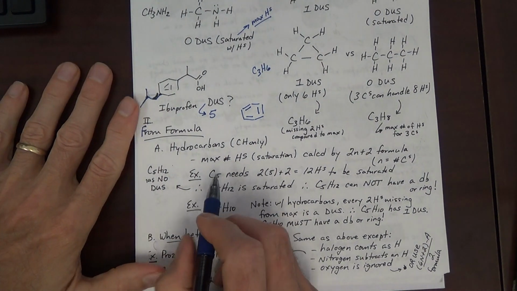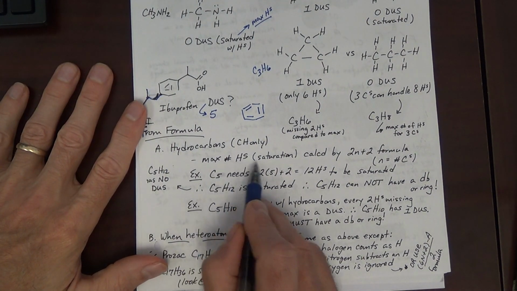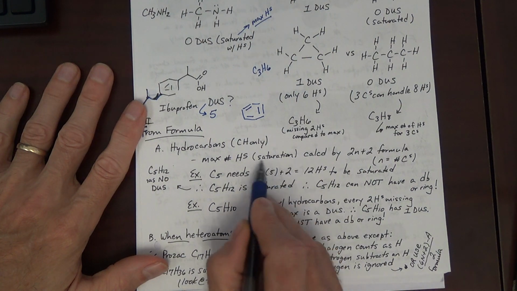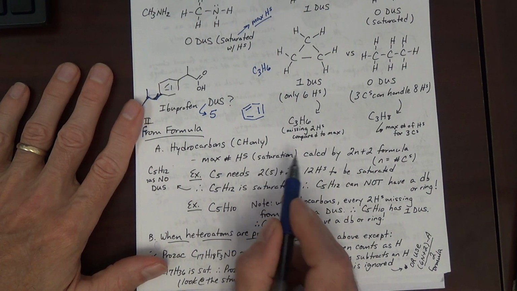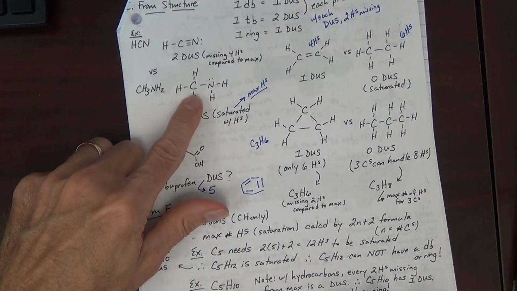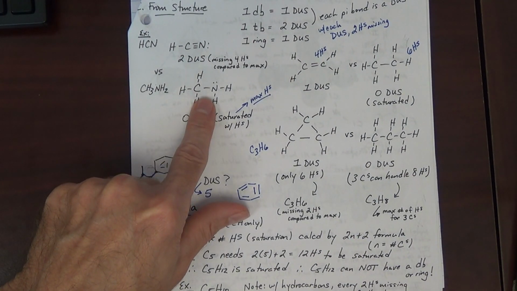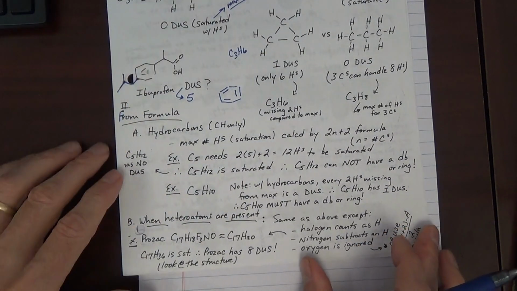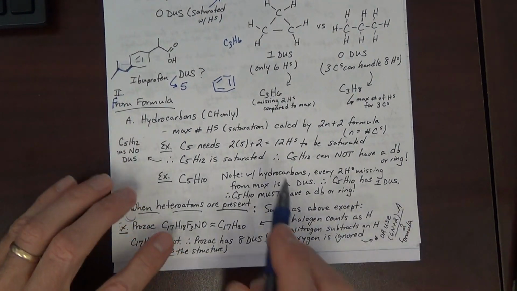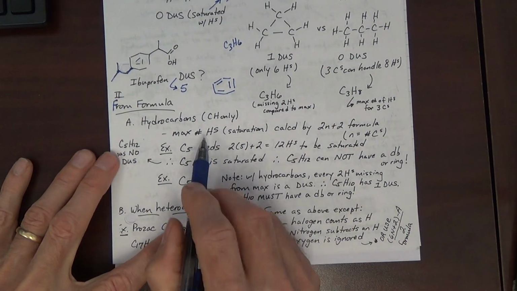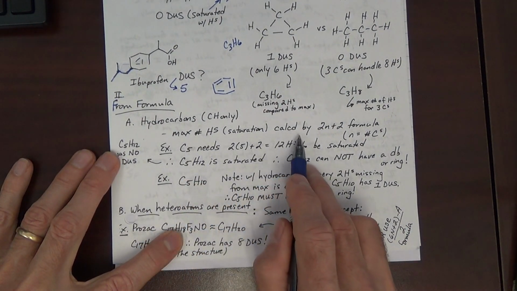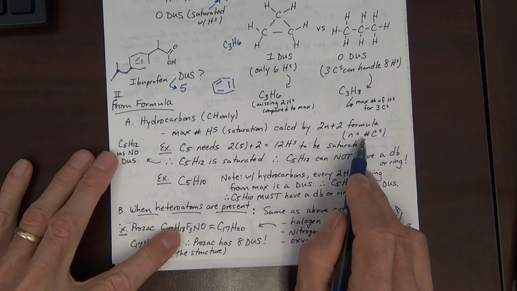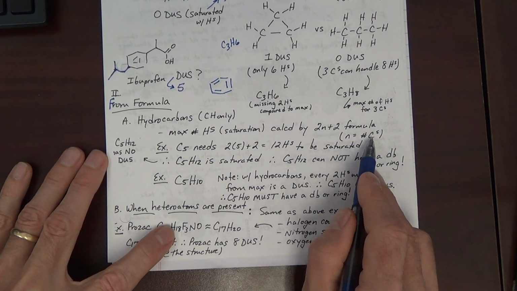It's important to know your maximum number of H's, that is, a compound that's fully saturated. We can tell from structure that it's fully saturated. But if you want to do it from formula, you first need to know that the maximum number of H's is calculated by the 2n plus 2 formula, where n is the number of carbons.